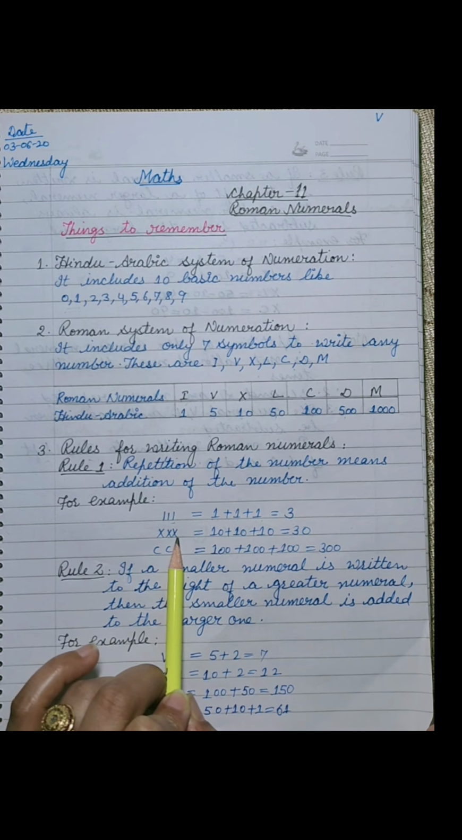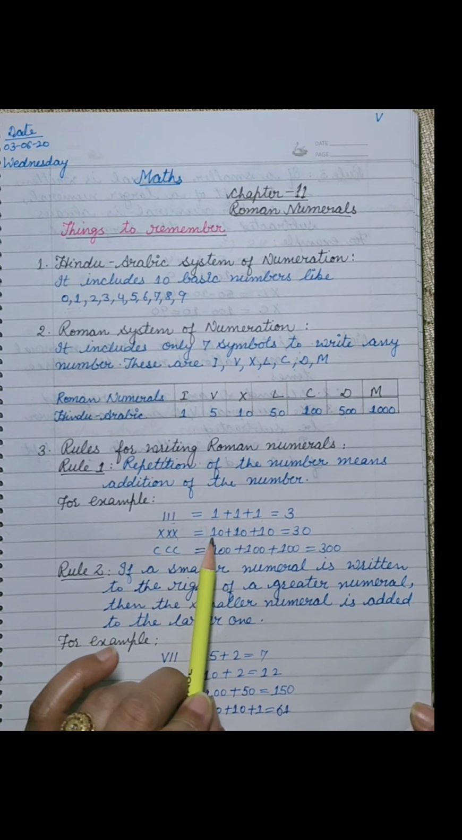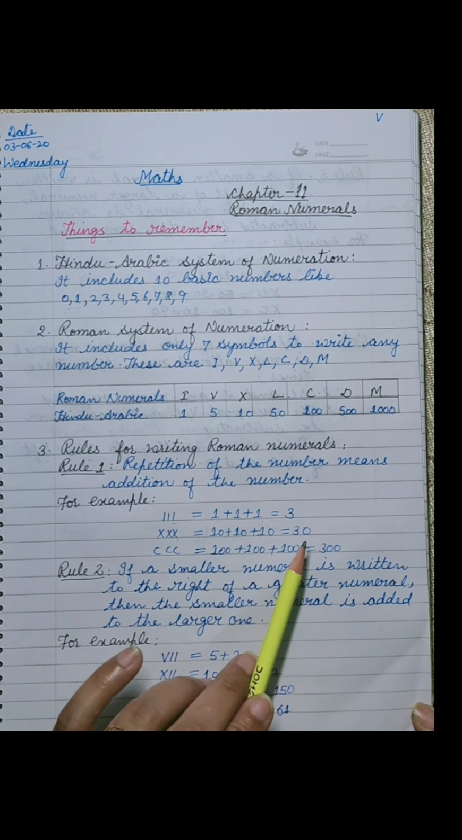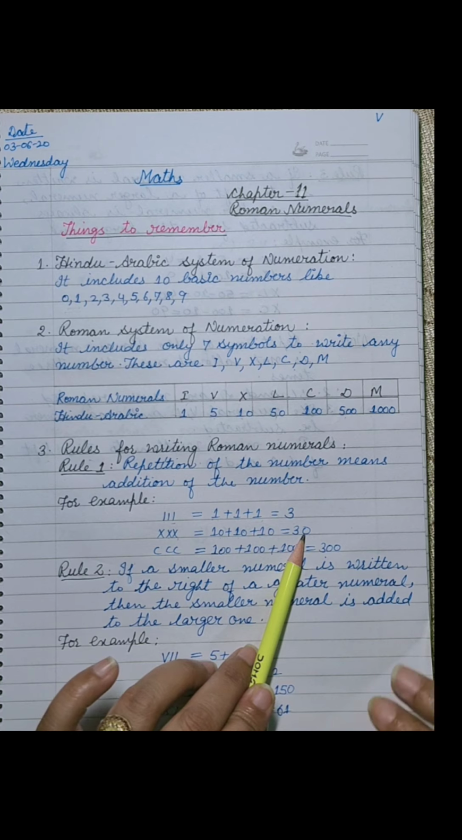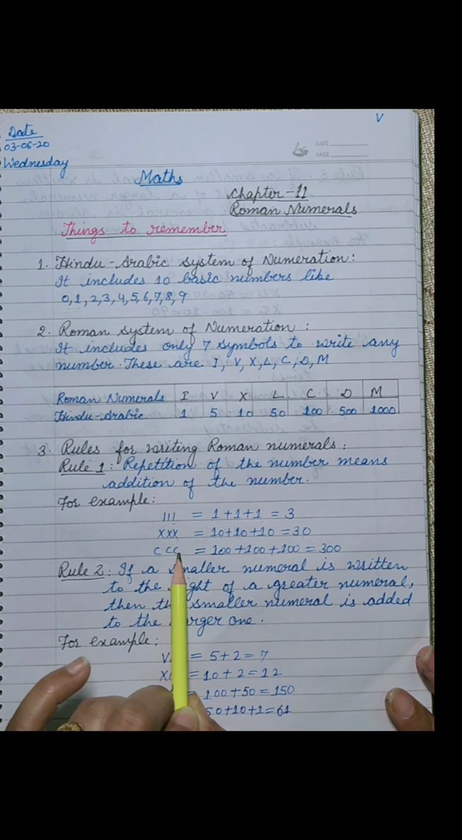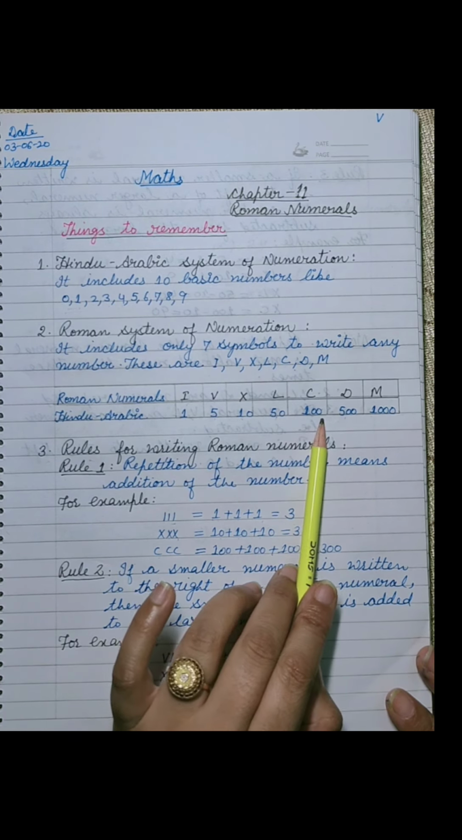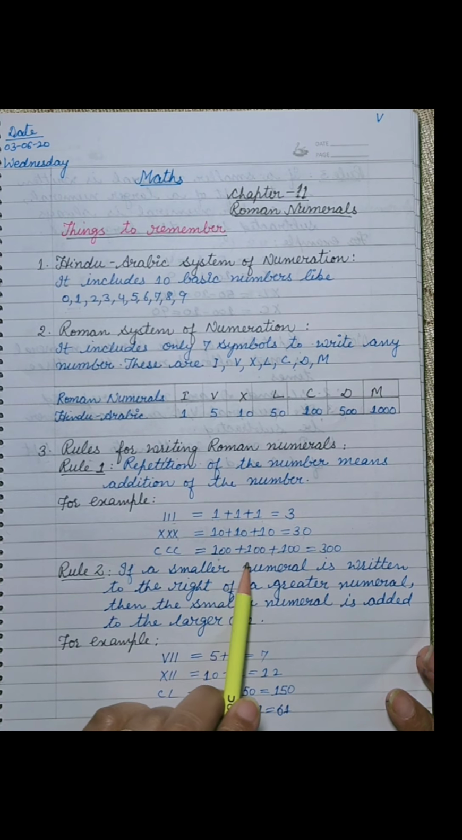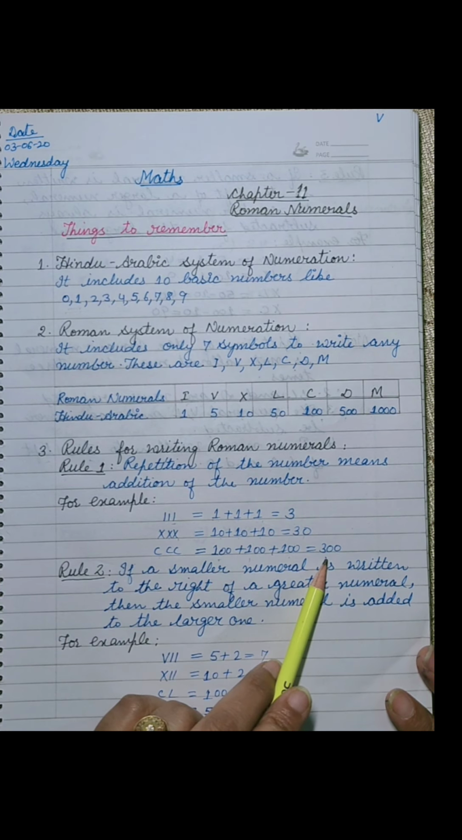Next is X. X for 10, 10 plus 10 plus 10 is equal to 30. Next is C. C denotes 100. 100 plus 100 plus 100 is equal to 300.